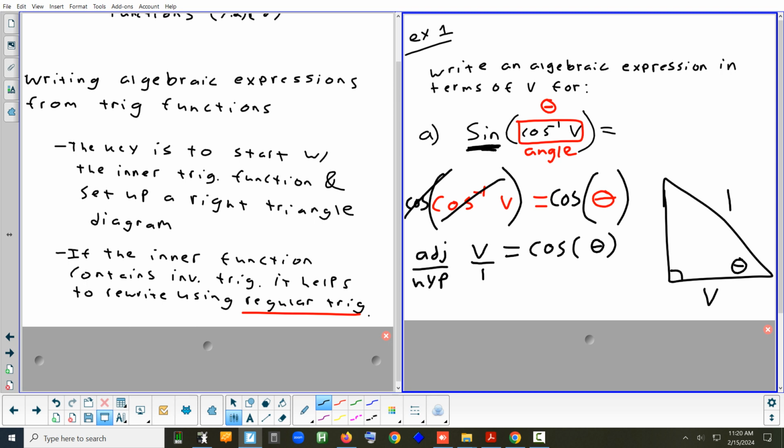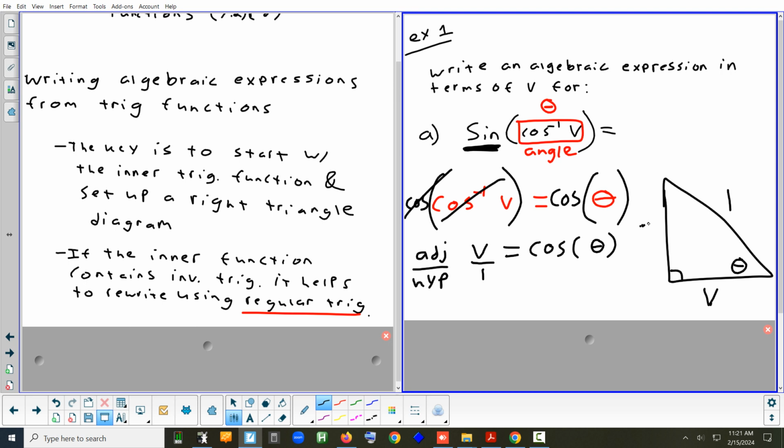The function that they're asking us about on the outside is the sine. So this essentially means they want the sine of the picture you just drew. What two sides does sine use? Opposite over hypotenuse. I need the opposite. I need to figure that side out.